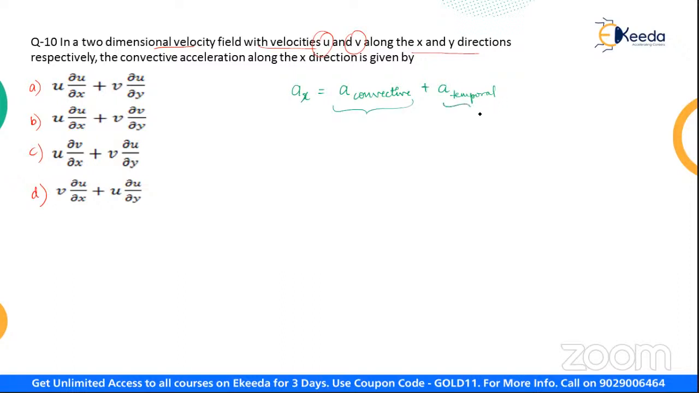This temporal acceleration, that means the velocity when it will be varying with respect to time, that is written by del v vector by del t. And when we are talking about the convective acceleration, that is written by u del v by del x plus v del v by del y plus w del v by del z. This first part is the convective acceleration, while the second part is the temporal acceleration.